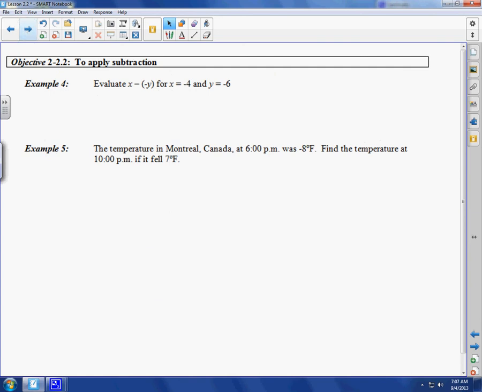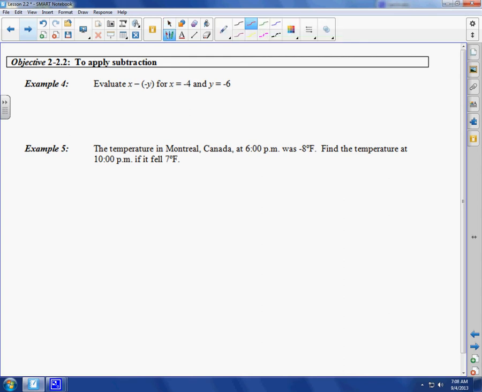All right, so to apply subtraction, these are two problems that you will encounter where you have to input X and Y, and where like the temperature changes. That's a big one for applying subtraction. So try these two problems and then we'll go over them.